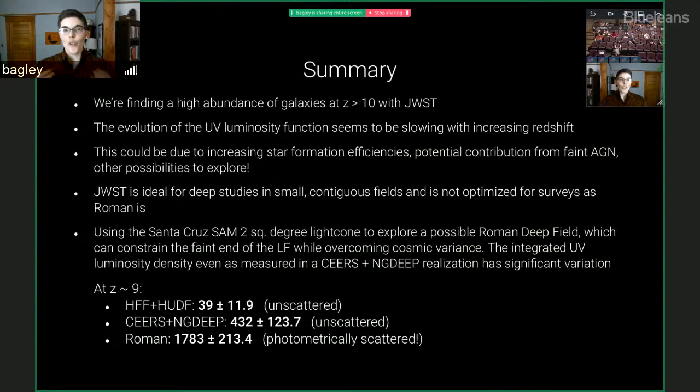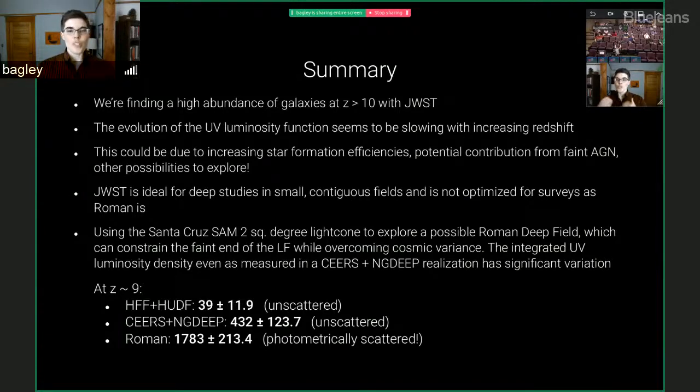And JWST is great for this, but it's really ideal for deep studies in small regions. It's ideal for spectroscopic follow-up and deep imaging follow-up, but you really need a much wider area, still with deep coverage, to get down to the faint end of the luminosity function and overcome cosmic variance.